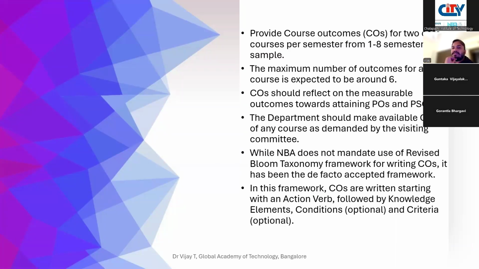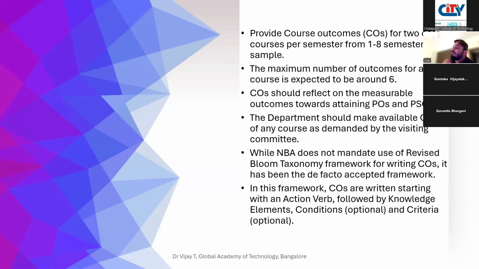The major aspect in the SAR is that you have to provide the course outcomes for two courses per semester, two core courses. Please keep in mind that whenever you put a course in your SAR, it has to be core courses only. Two per semester you have to choose and put into the SAR. The number of outcomes for a course is expected to be minimum four, maximum six. The fewer the better, when written in a holistic manner. Course outcomes should reflect measurable outcomes towards attaining POs and PSOs. The department should make available the COs of any course as demanded by the visiting committee.